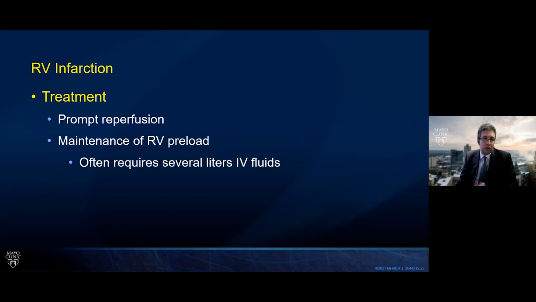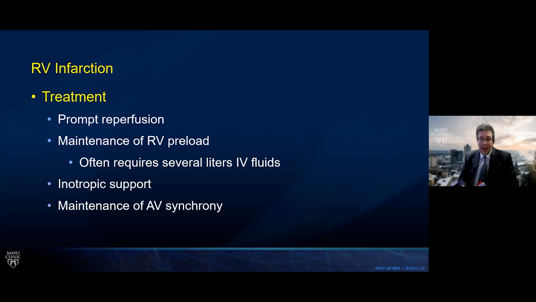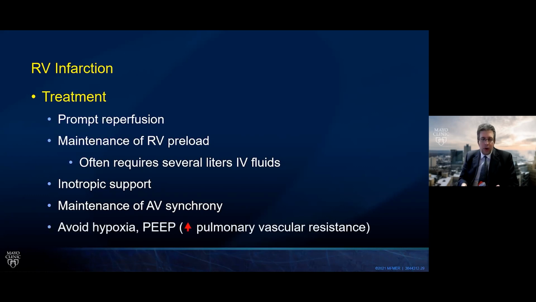Their LV preload is low, so giving additional fluids actually supports the RV and LV function. You may require inotropes in these patients, and they can really escalate quickly from being very sick. You may need to restore AV synchrony if they go into atrial fibrillation, and avoid hypoxia.